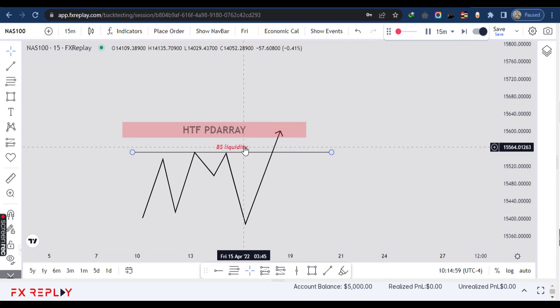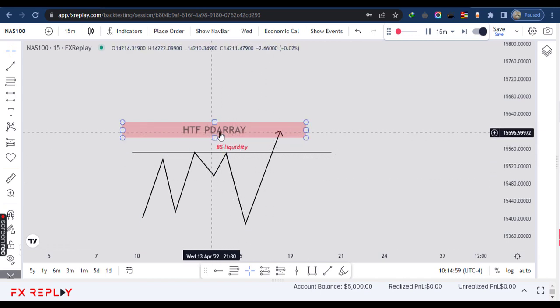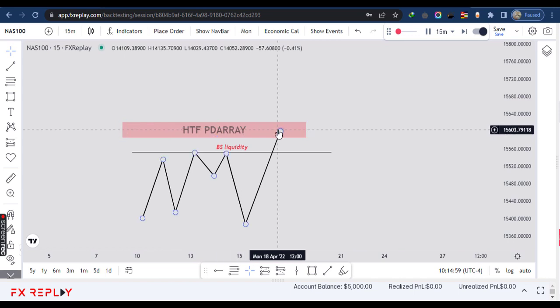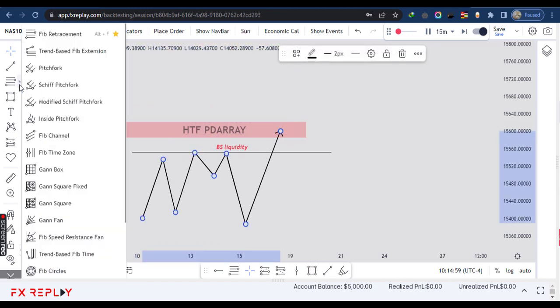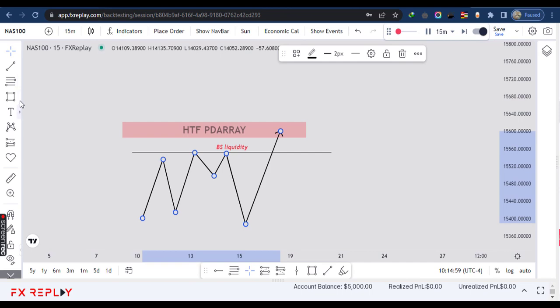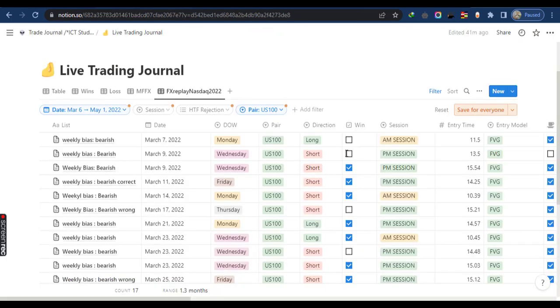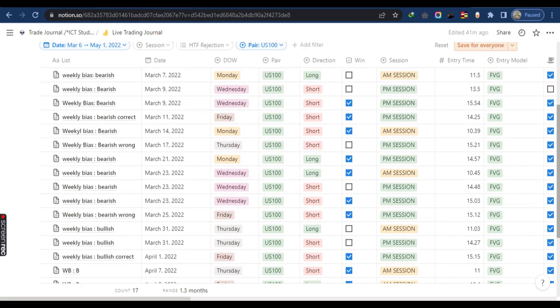So when price takes this liquidity here and then hits a higher time frame PD array, there's a high probability it will revert. All right guys, I have discovered this from backtesting. Like here, this is my journal. I'm gonna show you some examples here.